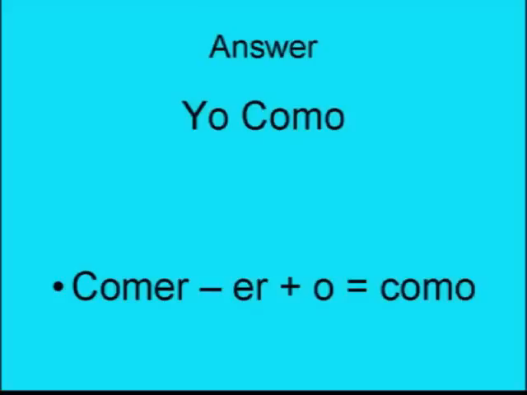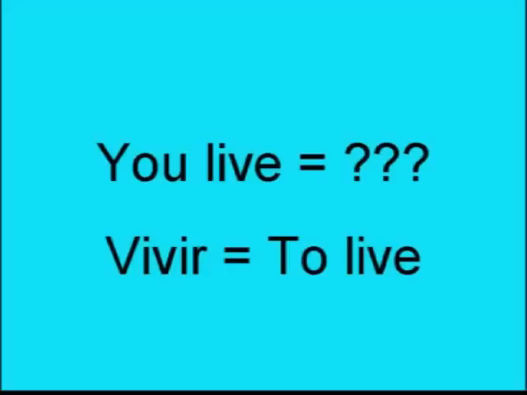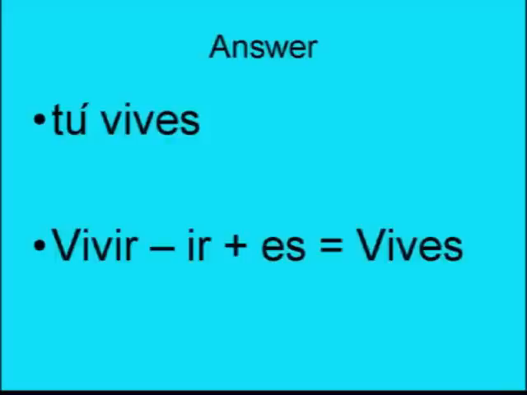Hopefully you got yo como, which means I eat. You dropped the ER ending and added the O ending because I am using the verb. Write you live in Spanish. The infinitive, which means to live, is vivir. You should get tú vives. You dropped the IR ending and replaced it with the ES ending.